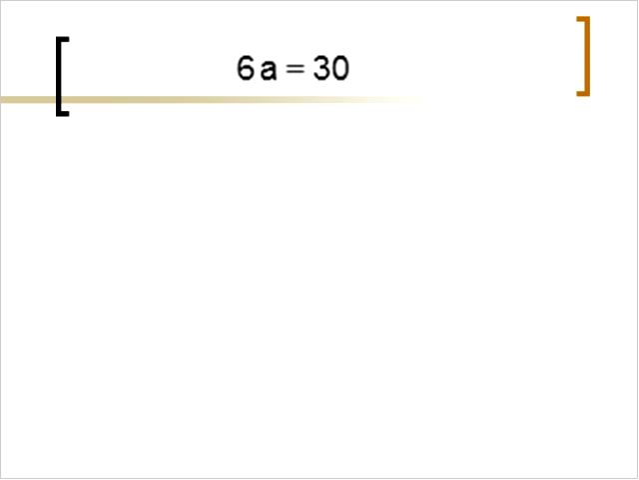The next one, I'm going to read this as 6 times a equals 30. So if I want to split it into two different sides here. 6 times a. So the inverse of multiplication is division. So I am going to divide each side by 6. And the reason I'm dividing by 6 is because I want to get a by itself. So I need to get rid of that 6.